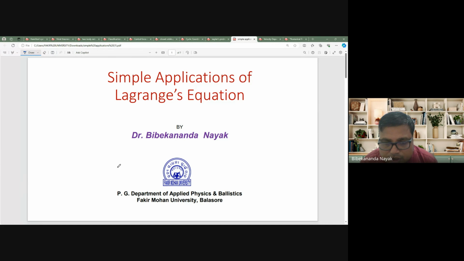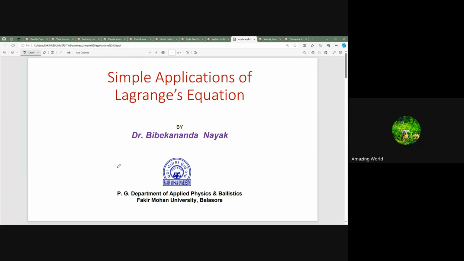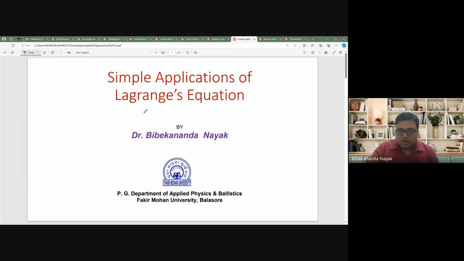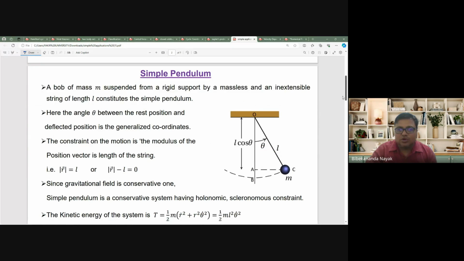Good afternoon, all. In the last class, we derived Lagrange's equation, and today we discuss some applications of Lagrange's equation. And the simplest application is a simple pendulum.